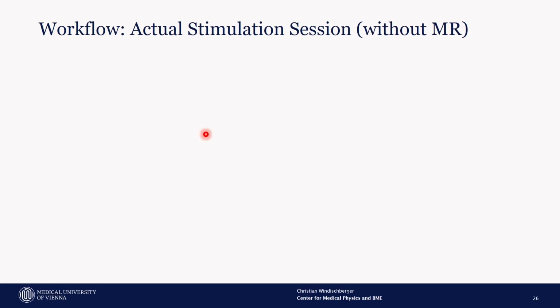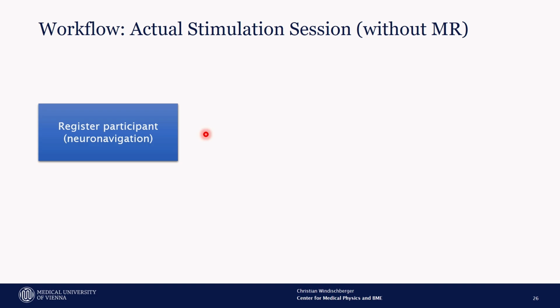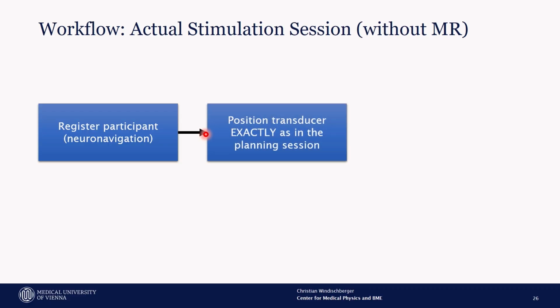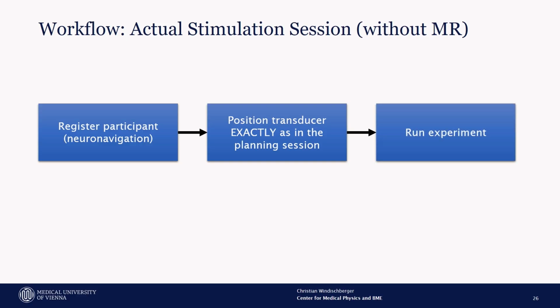If you're not using MR for the actual stimulation session, then you would need to register your participant so that the neuronavigation system knows where your subject is. You will try to position the transducer as exactly as possible as in the planning session, and then run the experiment.